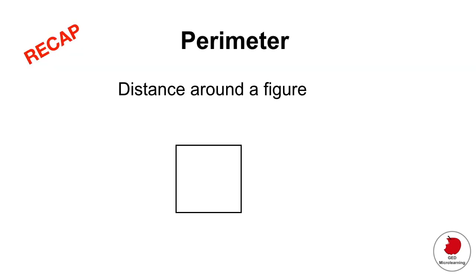All right, so before we tackle the question, let's remind ourselves what the perimeter is. The perimeter simply refers to the distance around a figure. So if I wanted to know the perimeter of this square, I would add this side, plus this side, plus this side, and plus that side.